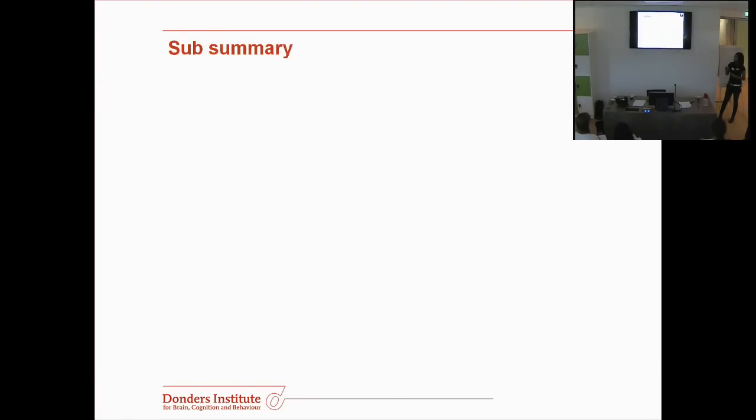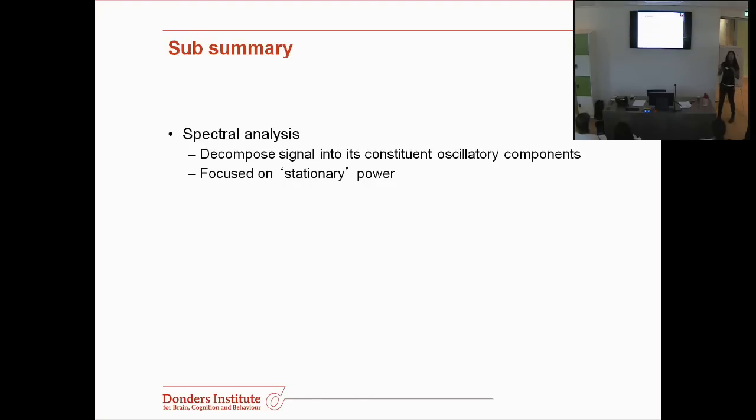Okay. So, summary. We've talked about spectral analysis. You're taking your signal from the time domain and you're bringing it into the frequency domain, and you're breaking it down into its constituent components in terms of basis functions. And we also made the assumption that when we're doing spectral analysis, your signal doesn't change over time. It has the same amplitude the entire way through. So that's the point about stationary power.